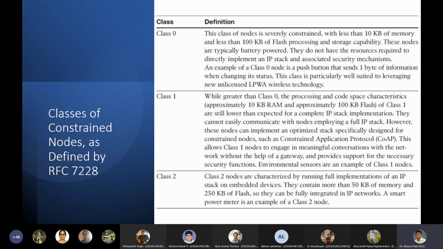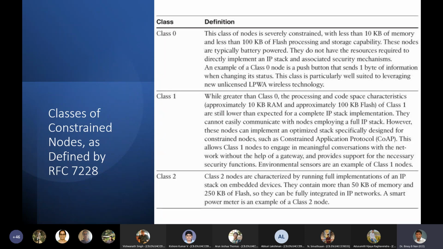Okay, so that is the thing. And if you have class 1, again you cannot implement an IP stack on it, because if you want to implement different protocols on different layers, you require more and more memory. That also is not happening.